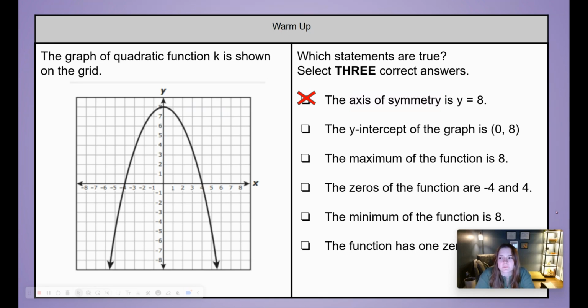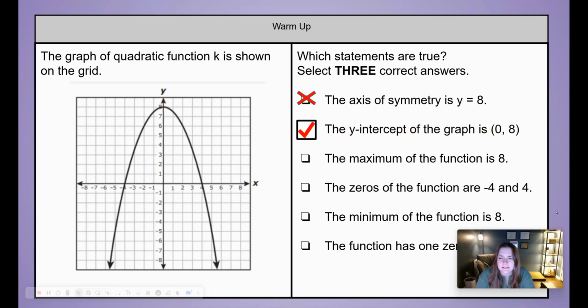The y-intercept of the graph is 0, 8. Well, we did say there was a point at 8. So if we look at our graph here and we go up, we can see that there is a point at 8. So could this be one of our 3 correct answers? Yeah, absolutely, because we have a point at 0, 8. So is that where it crosses on the y-axis? Yes, so that is a correct answer.